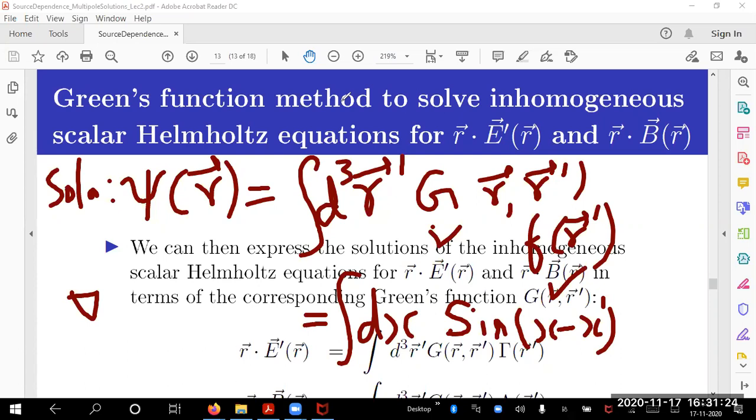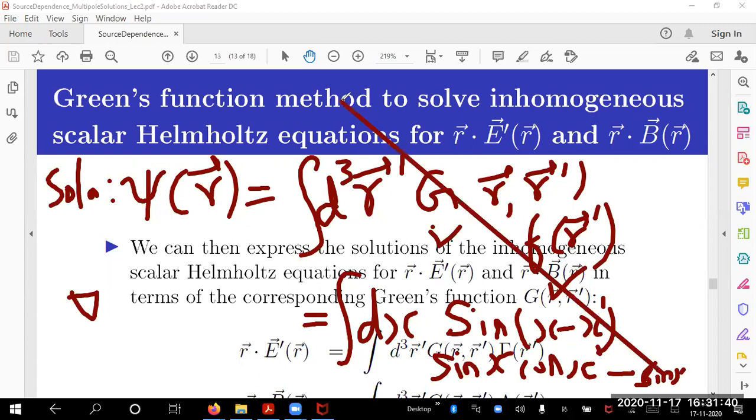What is sine of x minus x prime? You will write this as sine x cos x prime minus sine x prime cos x. The integration is only over x. So you integrate over sin x, and what you get is a function of x prime, some function g of x prime. Do you agree?